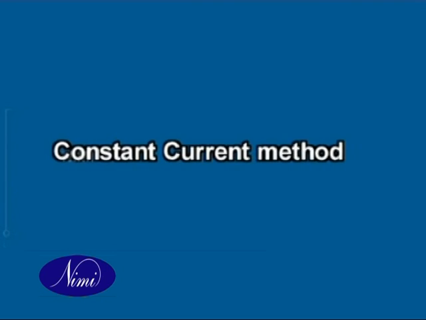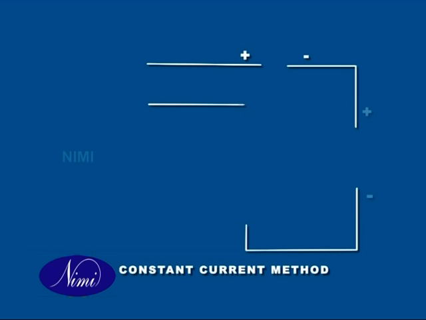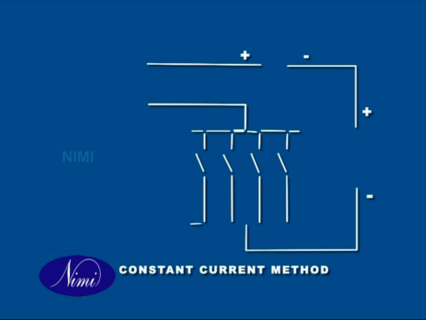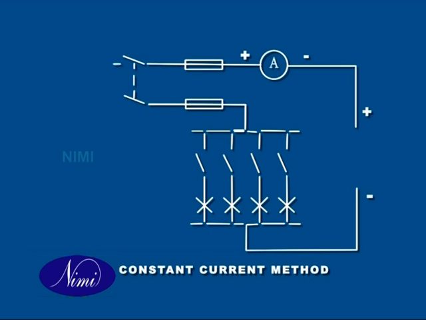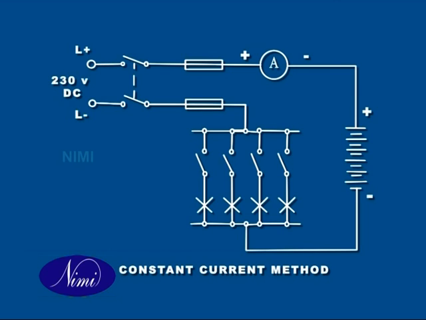Constant current method. This method is used where the DC supply is as high as 220 volts, 110 volts, etc., but the battery is at low voltage, 6 volts or 12 volts. Also, it is used for charging a larger number of cells together at a time.